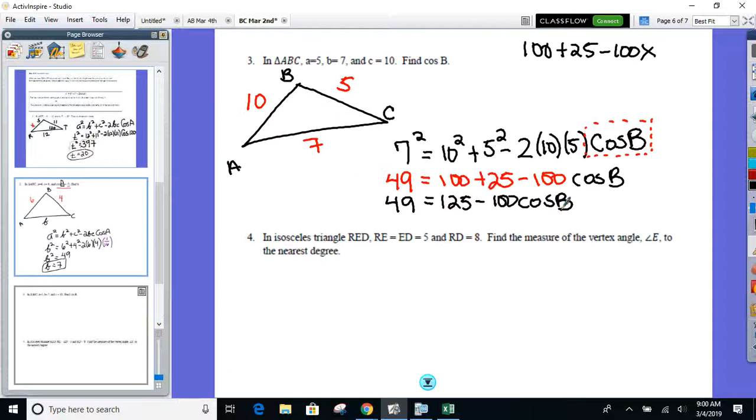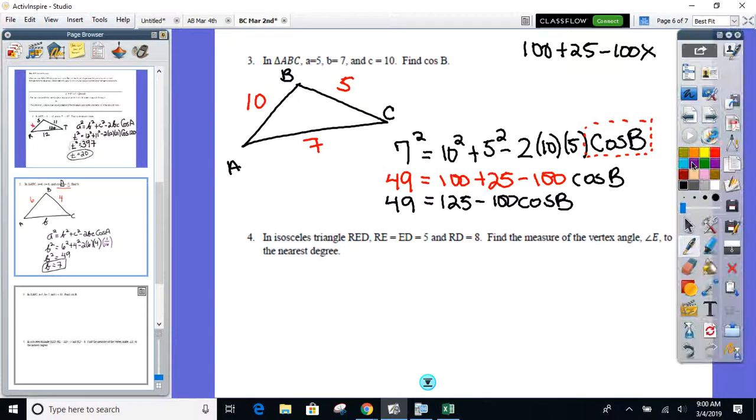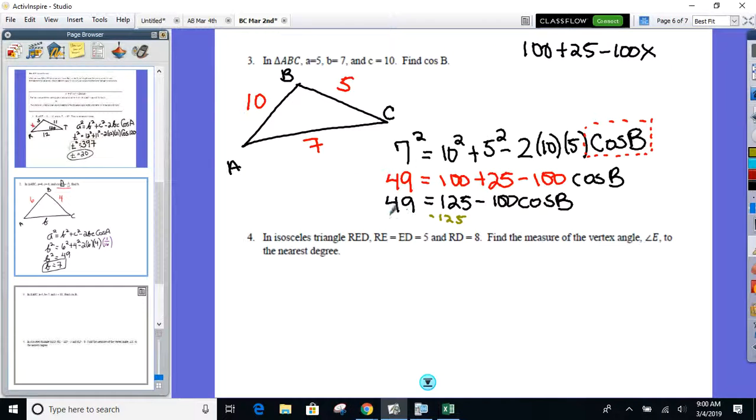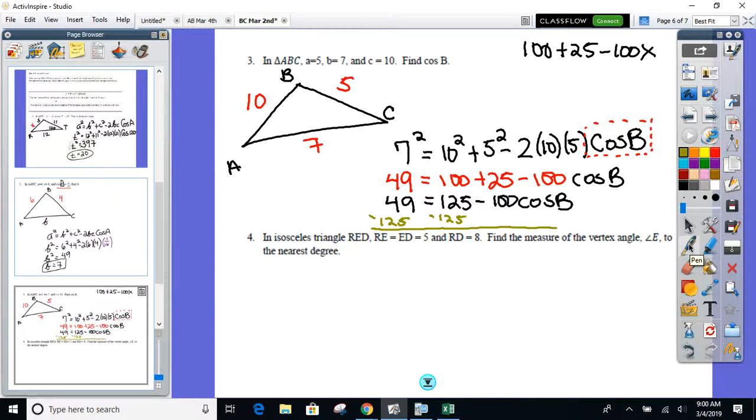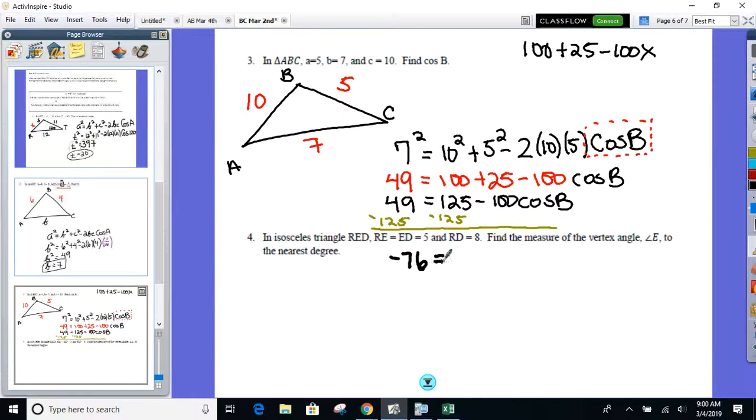So if I can't combine the 125 and the 100, what the heck do I do then? I still need to get cosine B by itself. Subtract it over. Move the 125 over how? Subtract it over, go ahead. All right, so I'm going to be left with negative 76. Oh, be careful here. Another common mistake. What's still left on the right side? Negative. Don't drop that negative. Negative 100 cosine B.